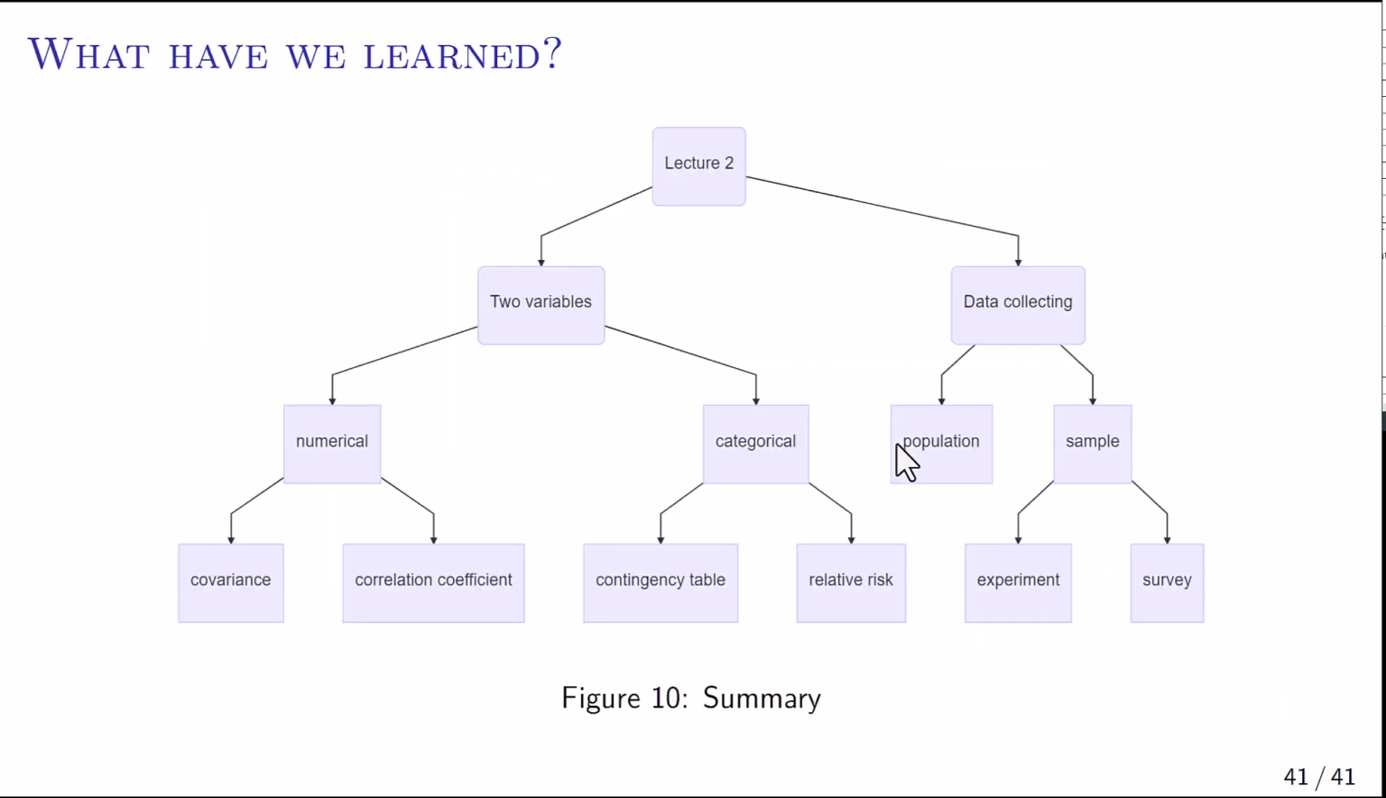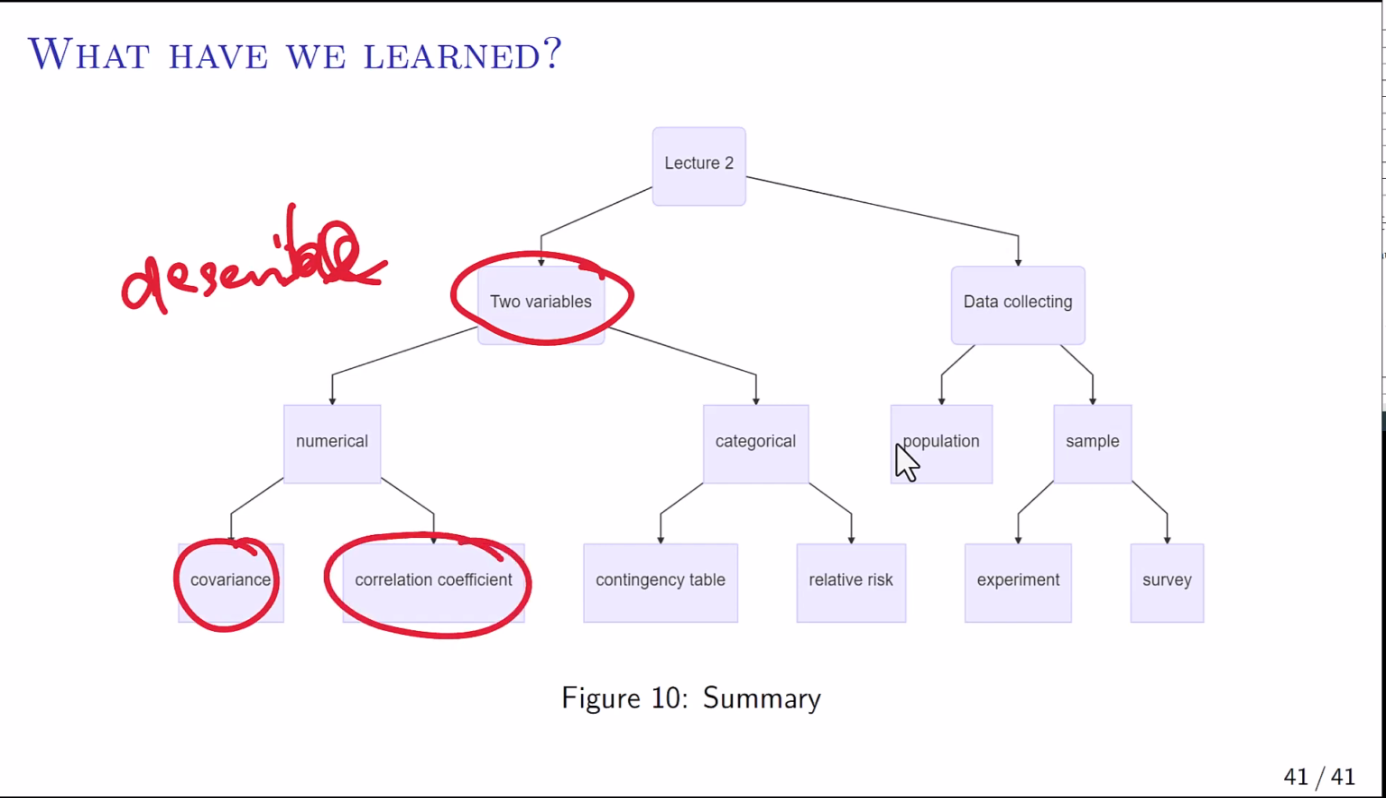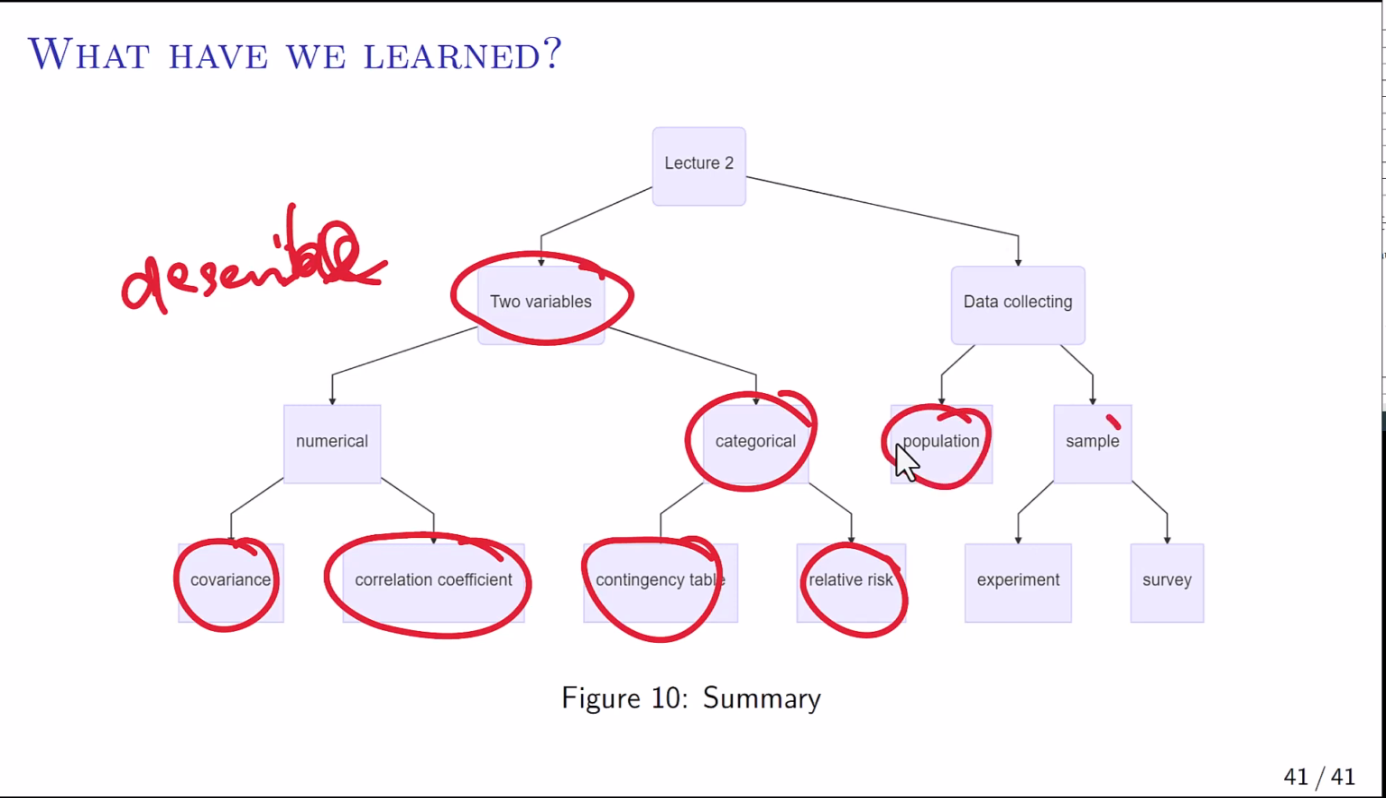What have we learned? Let me summarize what we did in this lecture. In lecture 2, we talked about how to describe two variables. If the two variables are numerical, we use the covariance and correlation coefficient. If both are categorical, we use a contingency table, and based on that, we have the relative risk. Then for data collection, after we know what we want to do and set up the question correctly, we need to decide the population and the sample. To get the sample, we can use either an experiment or a survey.